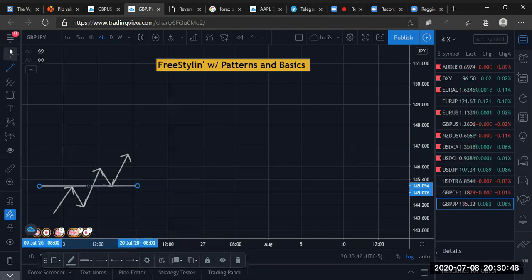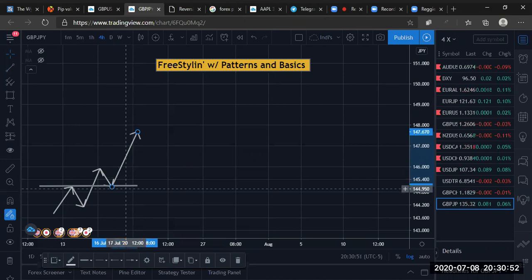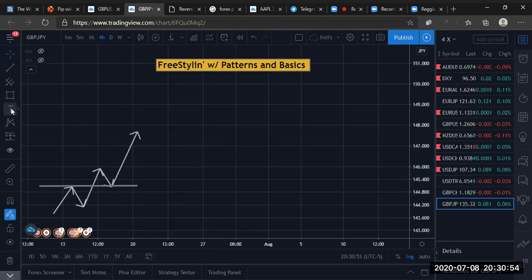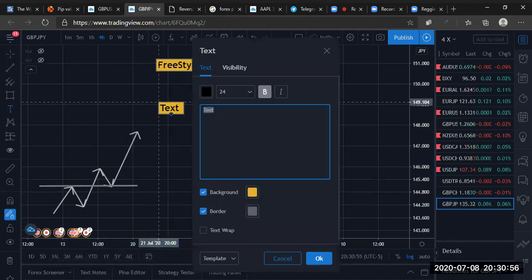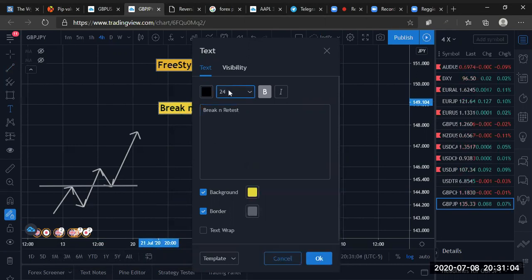I say write this down or take notes on this. This candlestick pattern right here is the most basic. I'm gonna put a name on this. It's called break and retest. Because it's simple. You're gonna break structure, and then you're gonna retest that structure.